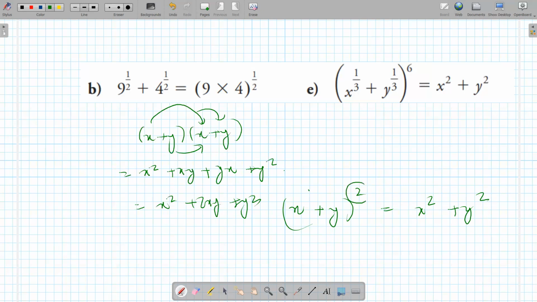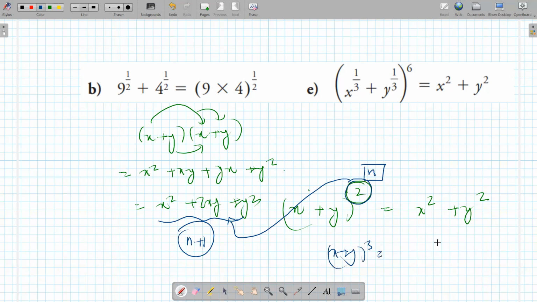If there's a power here, this is called n. This is also called a degree. The number of terms that you get after opening the bracket is always going to be n plus 1. So if you have squared, that means you're going to get 3 terms. Let's say if you have x plus y to the power of 3, if you open the bracket, you'll get 4 different terms, okay?